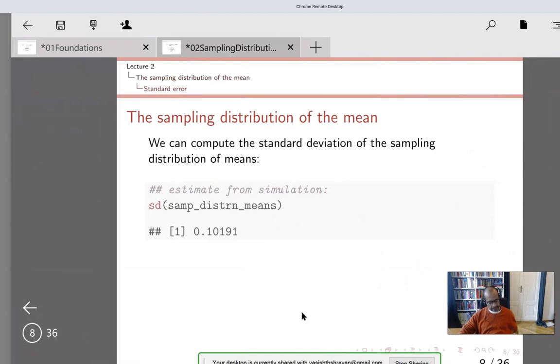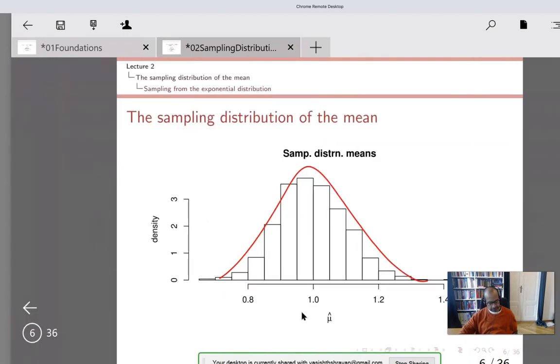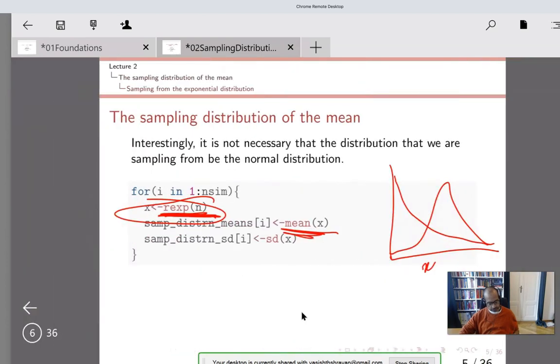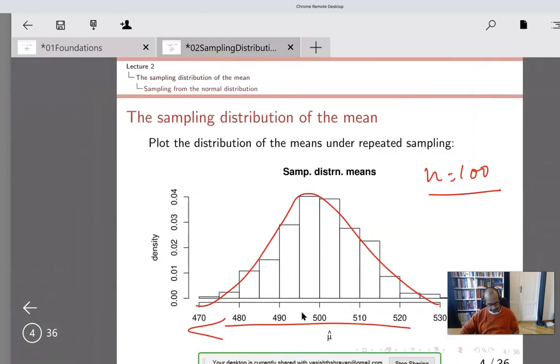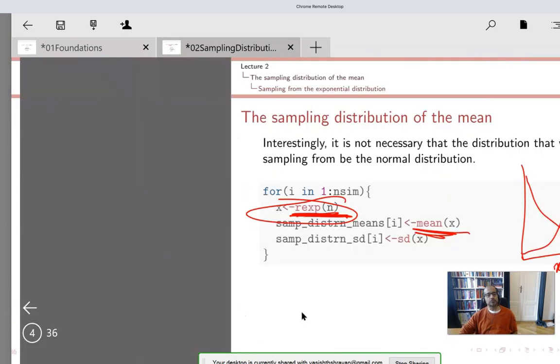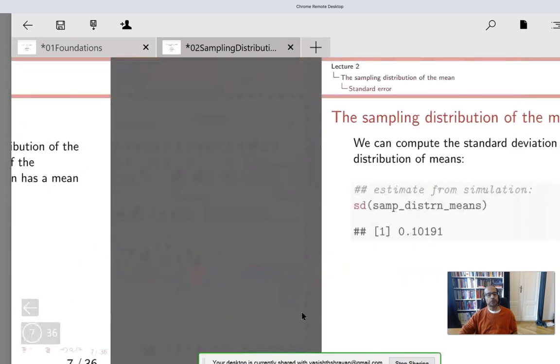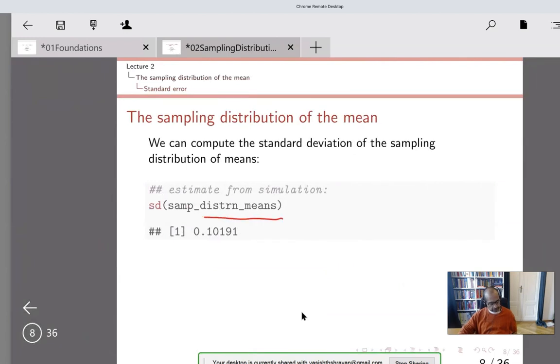Now notice that what I have here in my picture is a vector of means under repeated sampling. Okay, this was in the first simulation also. I had a vector of means under repeated sampling. So I can now take the vector of means and compute the standard deviation of that vector, right? So that's what I'm doing here. If you look here, I've got this vector of means for the exponential, and I can compute the standard deviation of that distribution of sample means under repeated sampling.